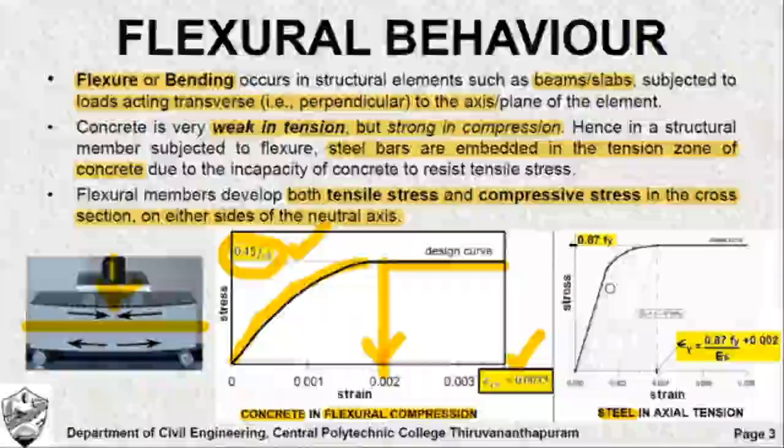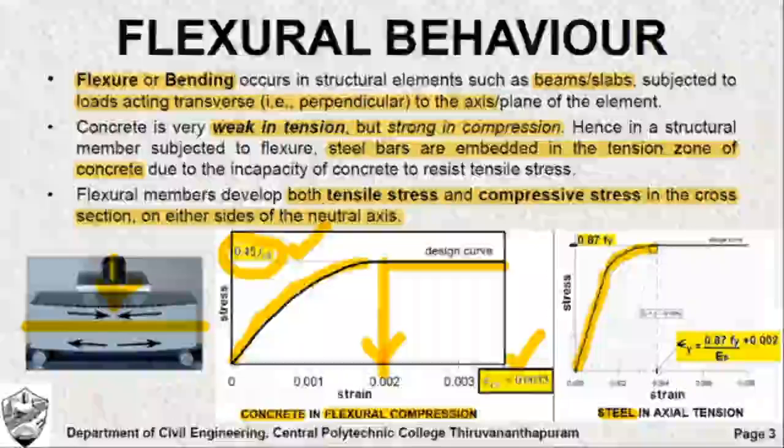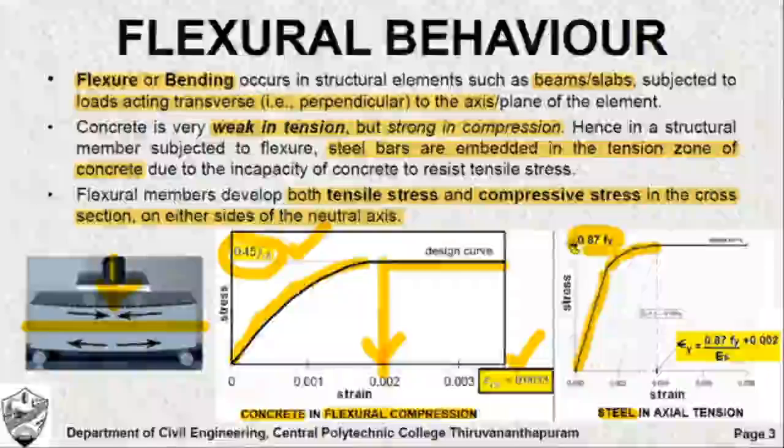Now similarly, we discussed the design strength of steel. Shown here is a typical design curve of HYSD bars. As you increase the load, the stress strain behavior is linear initially, followed by which it becomes non-linear and reaches the yield point. What is the design yield strength of steel? It is 0.87 fy. It is also a very important value.